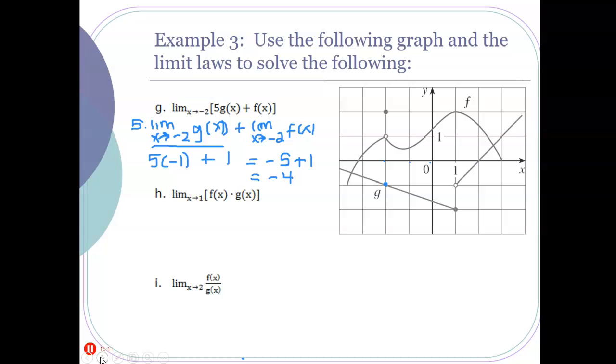The limit as x approaches 1 of f of x times the limit as x approaches 1 of g of x would be 2 times DNE. So if the limit at 1 does not exist, then the limit of both does not exist.